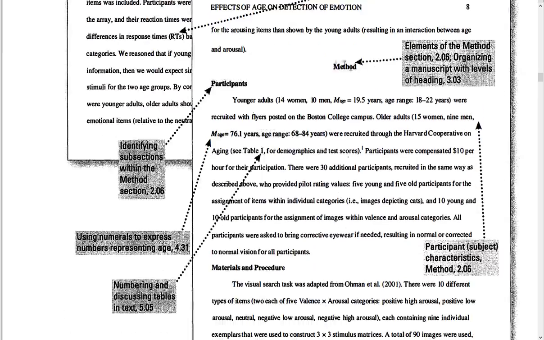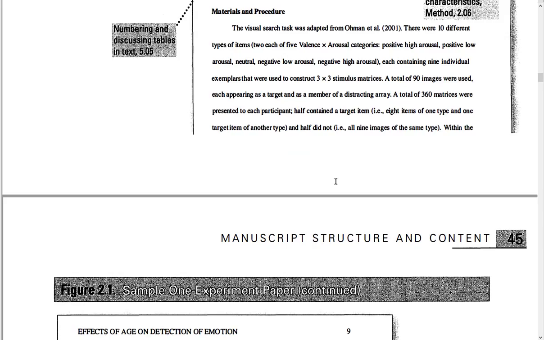You can then get down here. This is now officially the method section. Again, you'll notice the word method here is centered and bolded. That is what is called a level 1 heading. Participants over here is left justified and bolded. That is what is called a level 2 heading. So you'll notice that method is centered, bolded all by itself. Participants is left justified, bolded all by itself. Then it talks about who the participants were. Then it has materials and procedures.